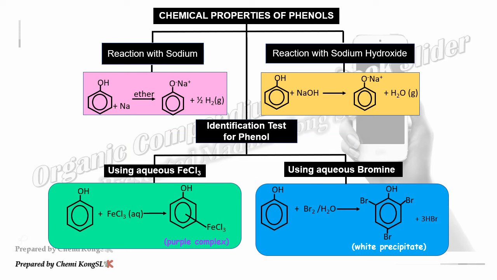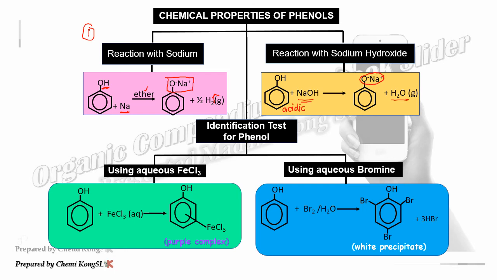Okay, next, chemical properties of phenol. There are 4 chemical properties for phenol. The first one, react with sodium. So as usual, this alcohol will have Na substituted over here and form O negative and Na plus, and the byproduct is hydrogen gas, with ether solvent. Another one is phenol reacting with sodium hydroxide. It will form O negative and Na plus as well, and the byproduct is H2O because phenol is an acidic compound. Okay, please take note.